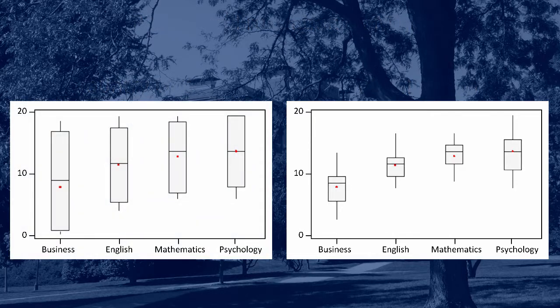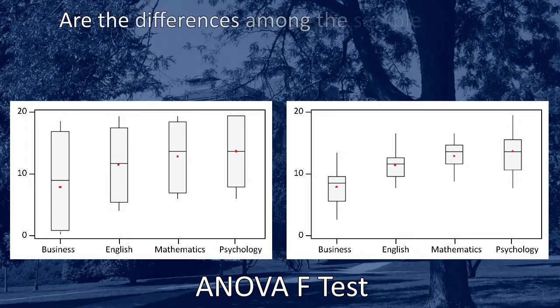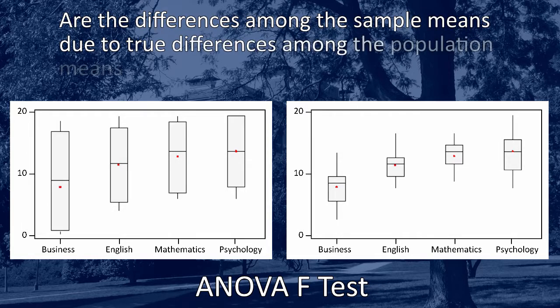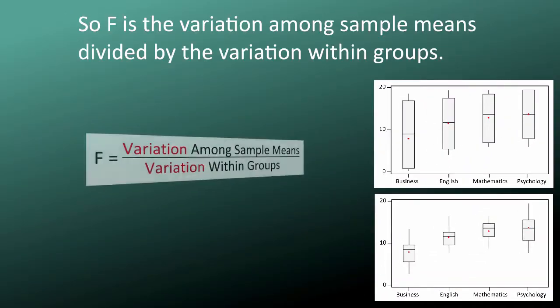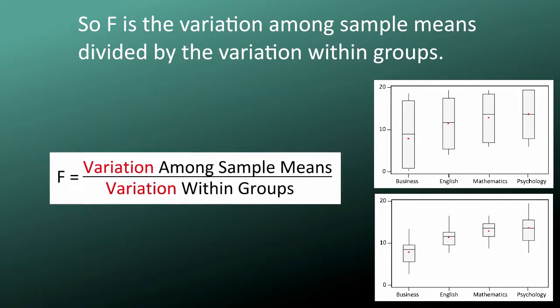The question we need to answer with the Anova F-Test is, are the differences among the sample means due to true differences among the population means, or merely due to sampling variability? In order to answer this question using our data, we obviously need to look at the variation among the sample means, but that's not enough. We also need to look at the variation among the sample means relative to the variation within the groups. So F is the variation among sample means divided by the variation within groups.